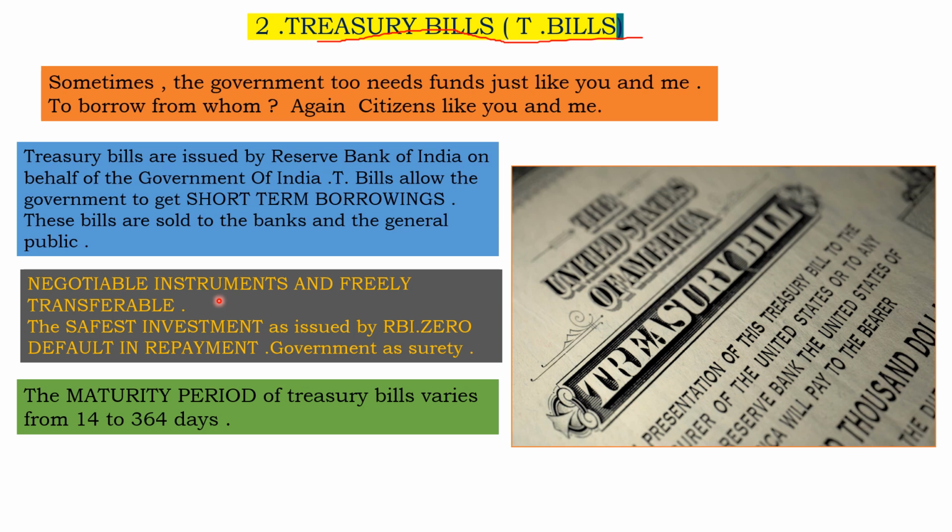Next, these are negotiable instruments and they're freely transferable. You have the treasury bills, you can give it to me. I have it, I can give it to you. So they are negotiable instruments. They are freely transferable. If they are issued in my name, it doesn't mean that I have to be holding it. I can give it to you, no worries.